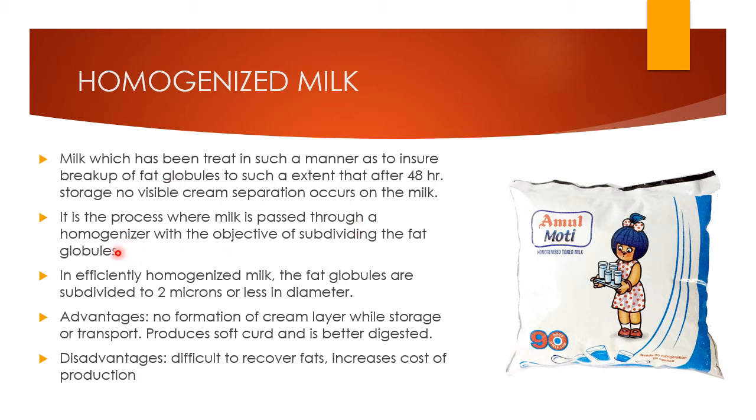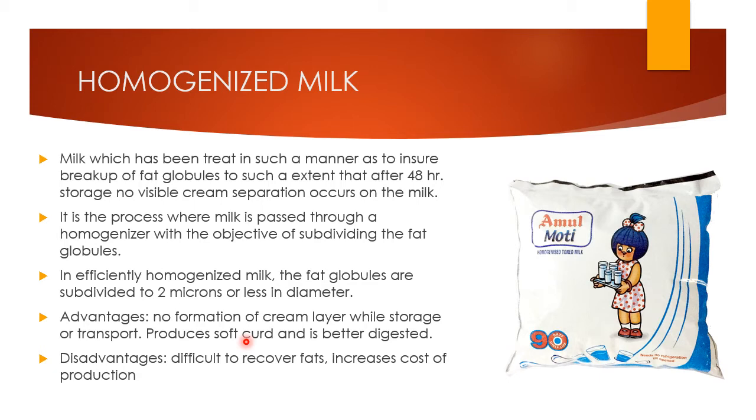Milk is passed through a homogenizer with the objective of subdividing the fat globules. So fat globules are broken up in such a way that even after 48 hours of storage and transport, you will not find cream getting separated from the milk, right? In efficiently homogenized milk, the fat globules are subdivided to 2 microns or less in diameter. The advantages are no formation of a cream layer during storage or transport, it produces very soft curd, and it is easy in digestion.